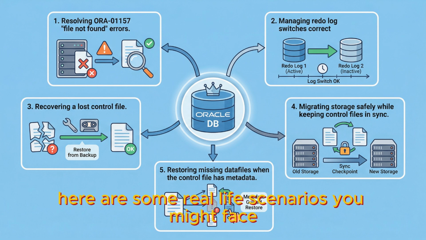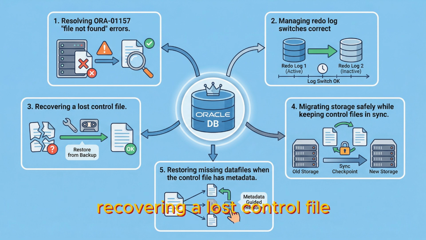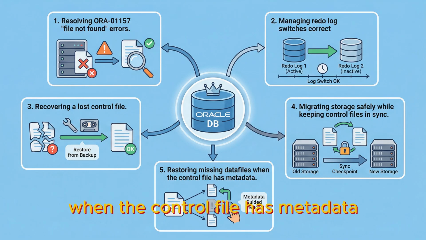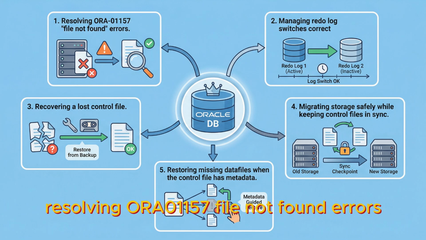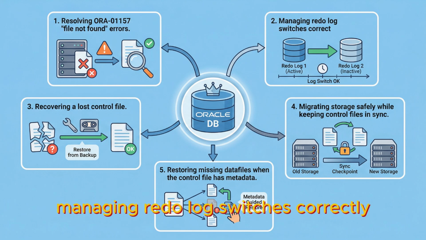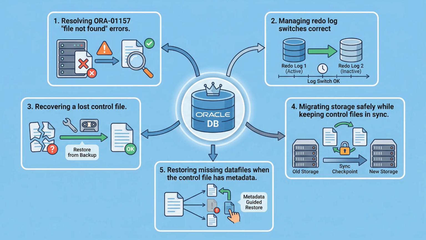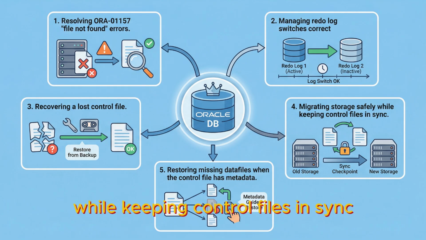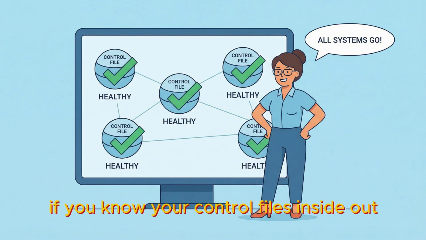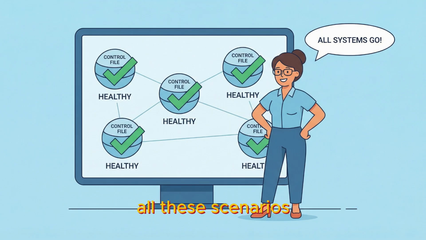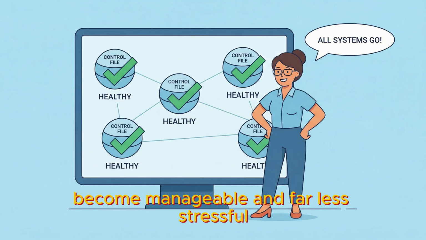Real-life scenarios. Understanding control files is not just theoretical. Here are some real-life scenarios you might face. Recovering a lost control file. Restoring missing data files when the control file has metadata. Resolving ORA-01157 file not found errors. Managing redo log switches correctly. Migrating storage safely while keeping control files in sync. If you know your control files inside out, all these scenarios become manageable and far less stressful.